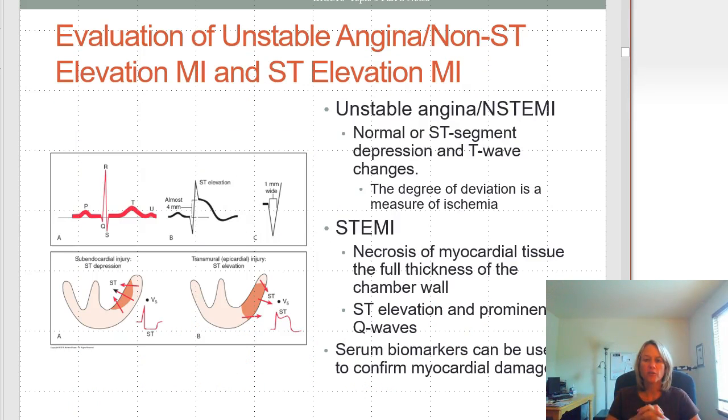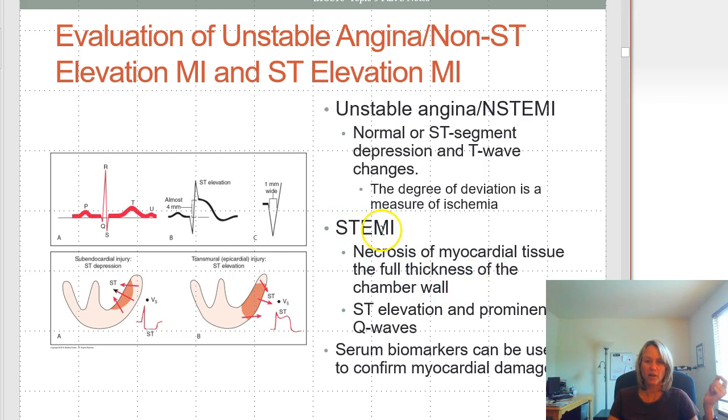Okay, how is this evaluated on the EKG? With unstable angina and non-ST elevation MI, we may see a normal ST or ST segment depression, shown here, as well as T-wave changes. The degree of this change, this deviation, is a reflection of the amount of ischemia.